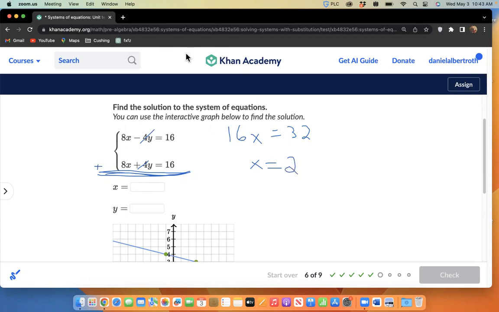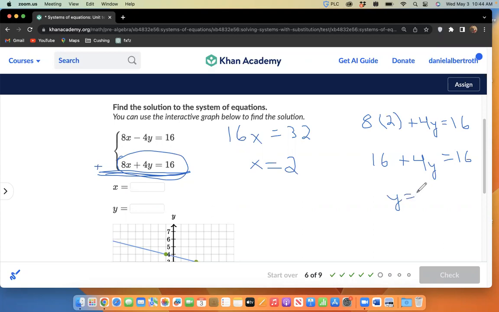And if x is 2, I can now solve for y. So maybe I'll use the bottom one. I'll say 8x, that's 8 times 2, plus 4y equals 16. This is coming out a little funny. So 16 plus 4y equals 16. If this is true, think about this: what does y have to be? y has to be 0 because 16 plus nothing is 16. So in this case, y would have to equal 0.